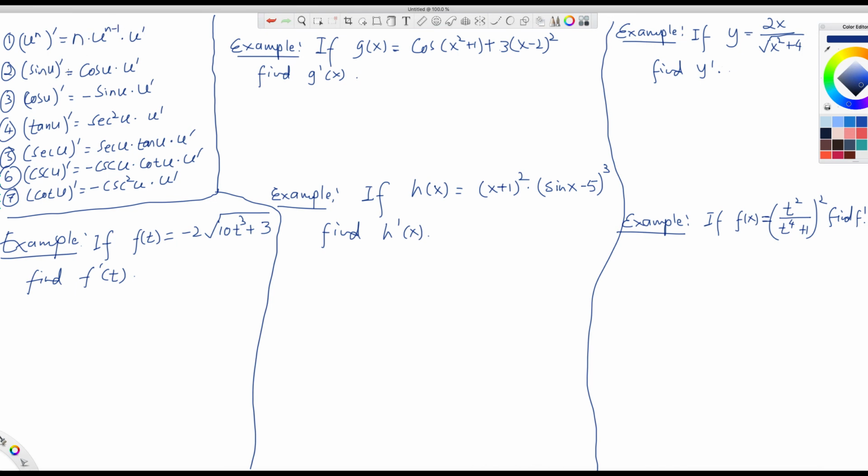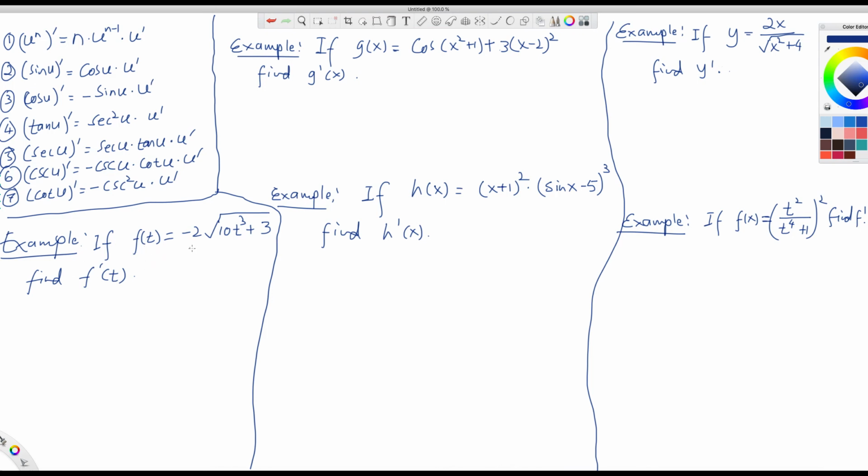The derivative of sine u is cosine u times u prime. Cosine u is negative sine u times u prime. For tangent u, the derivative is secant squared u times u prime. The derivative of secant u is secant u times tangent u times u prime. For cosecant u, the derivative is negative cosecant u times cotangent u times u prime. And finally for cotangent u, the derivative is negative cosecant squared u times u prime. These are the updated formulas, the chain rule formulas basically, right? So let us do some examples here.